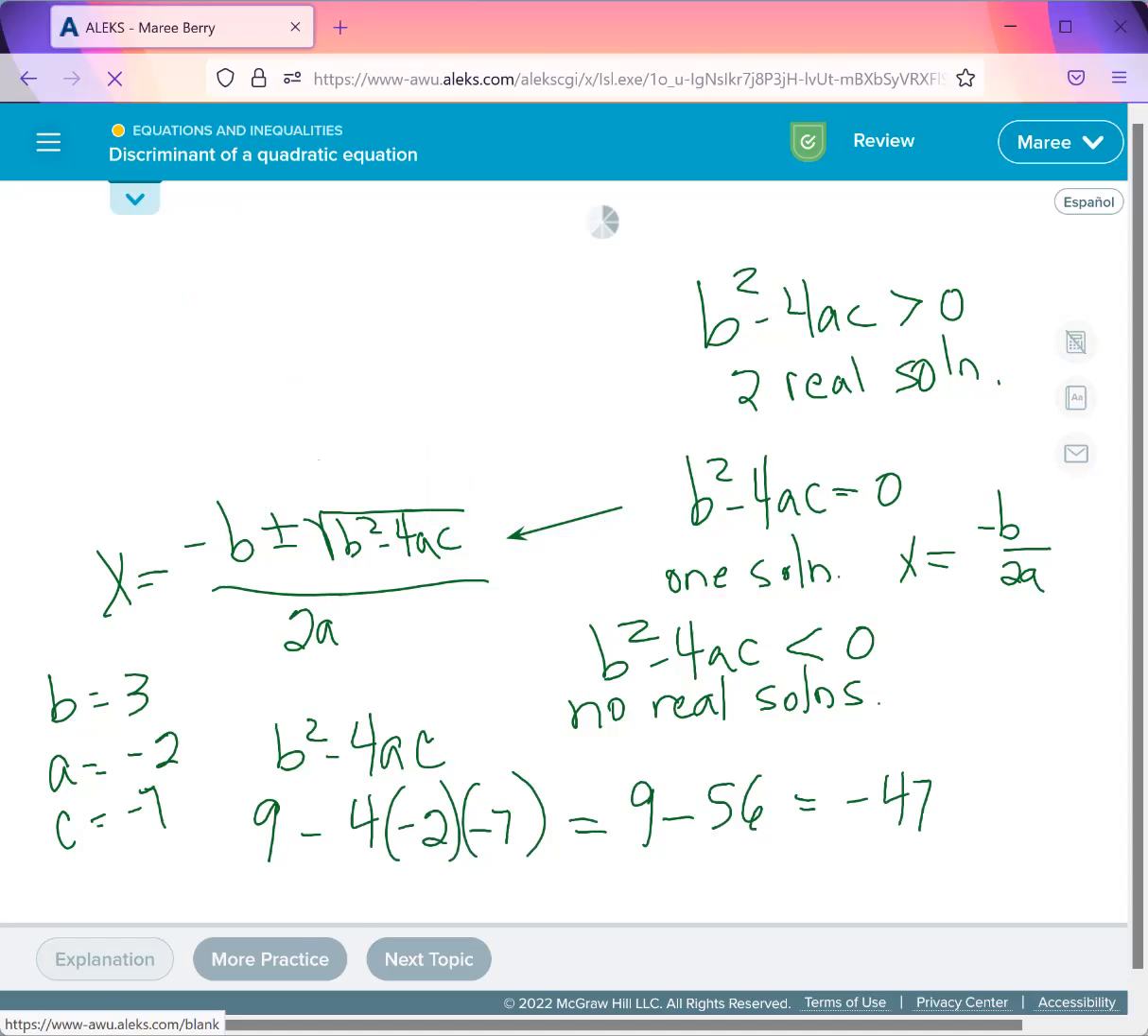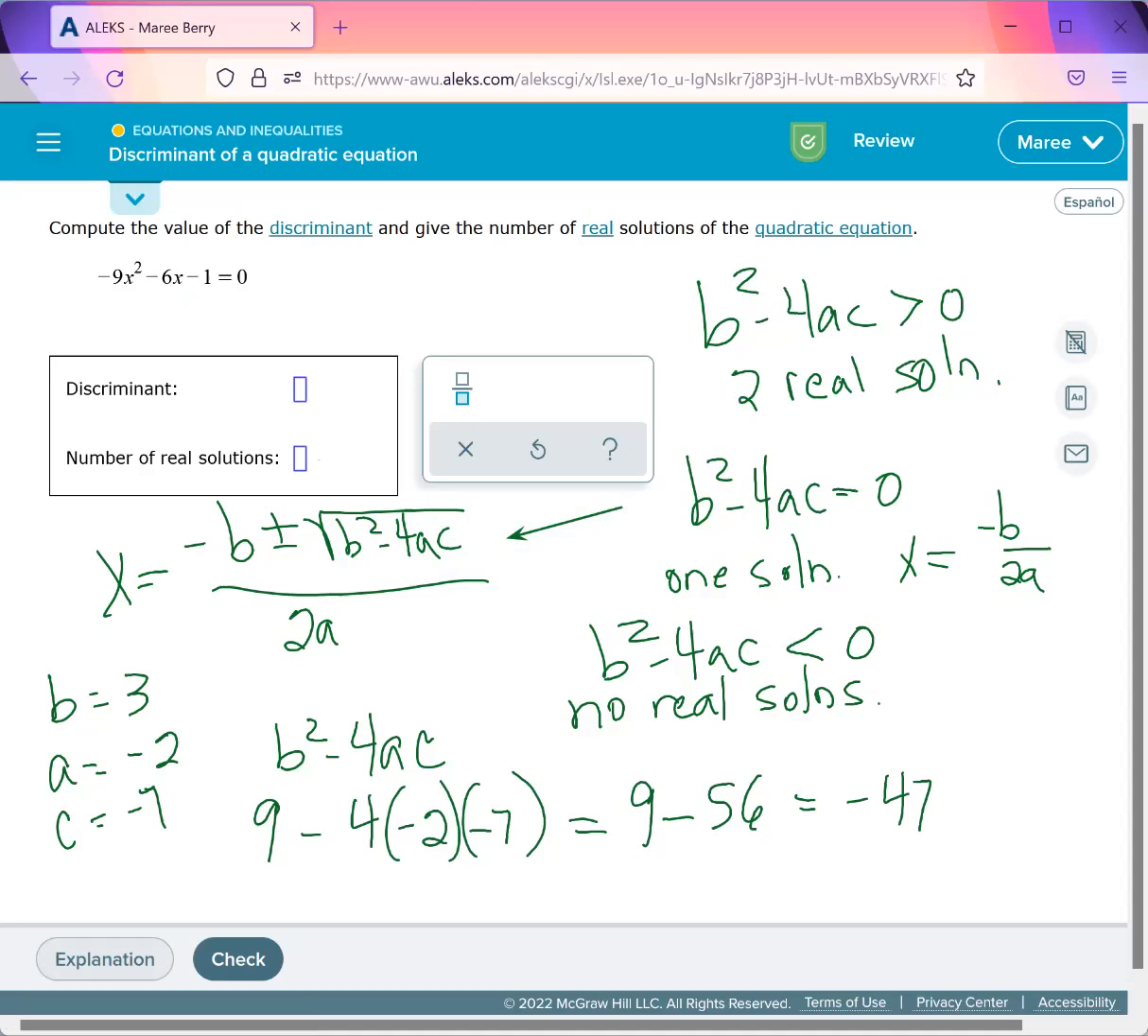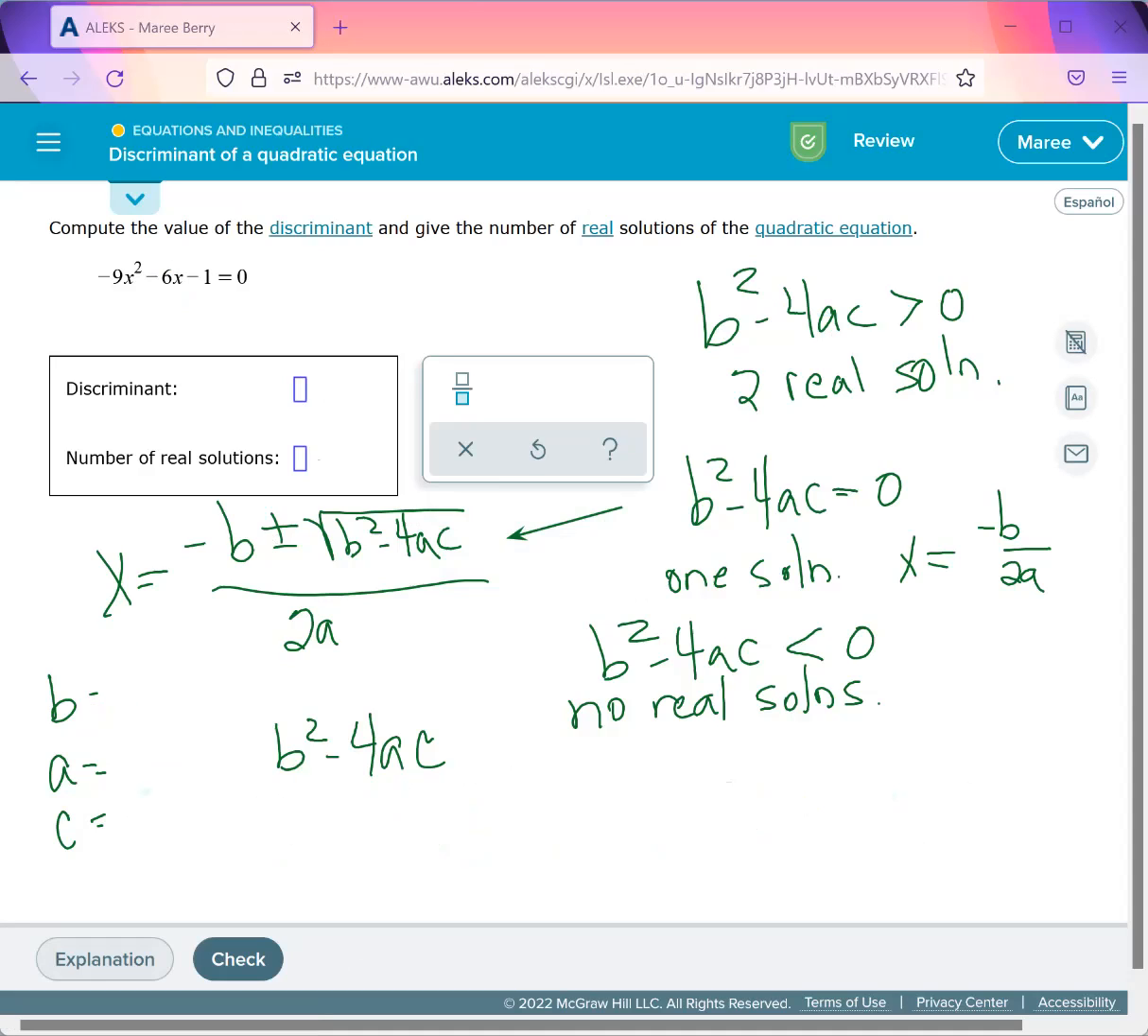Okay, let's try one more example. Okay, so we're going to look, our b here is negative 6, a is negative 9, and c is negative 1. So if we take negative 6 squared is 36 minus 4 times negative 9 times negative 1. 4 times negative 9 is negative 36 times negative 1 is positive 36.